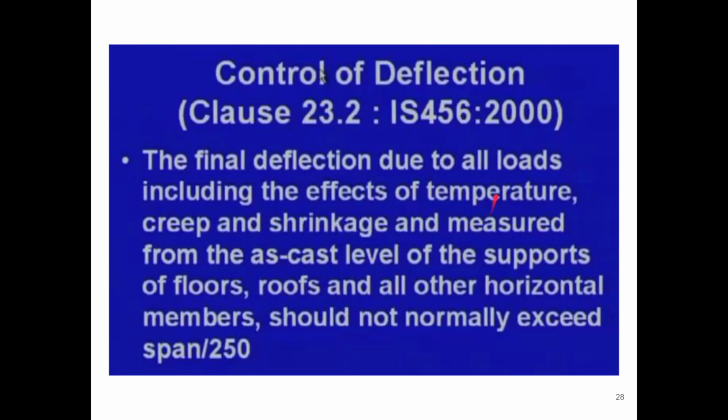So including all these effects and measured from the as-cast level of the supports, so first when it was cast in situ, from there when it is measured, of floors, roofs and all other horizontal members, it should not normally exceed span by 250. So that is the value it should always be within. That should always be maintained.